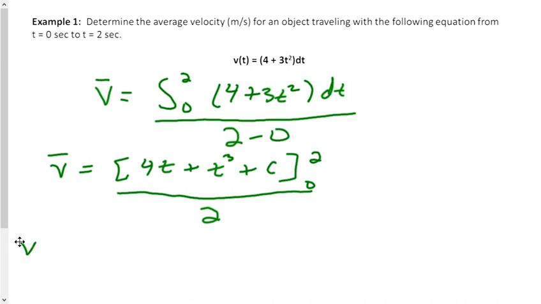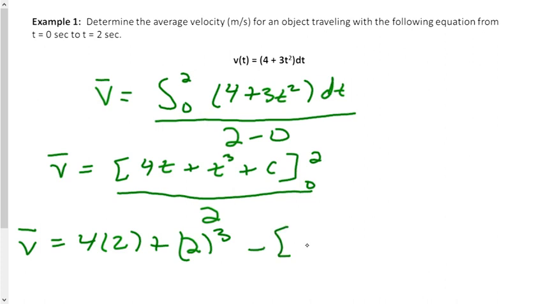The V average is then going to equal 4 times 2 plus 2 cubed minus, and I'll put this in brackets to make sure all of this is subtracted, 4 times 0 plus 0 cubed. And this, of course, is divided by 2.